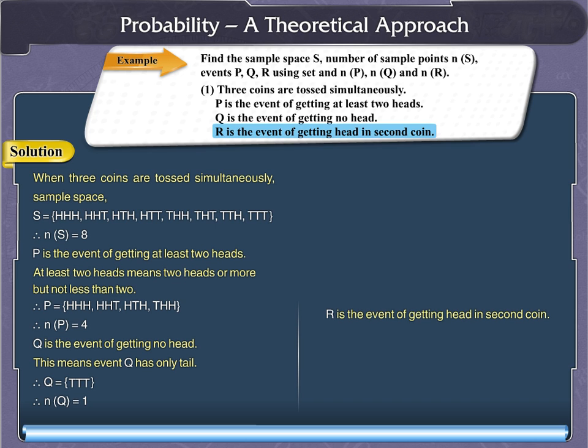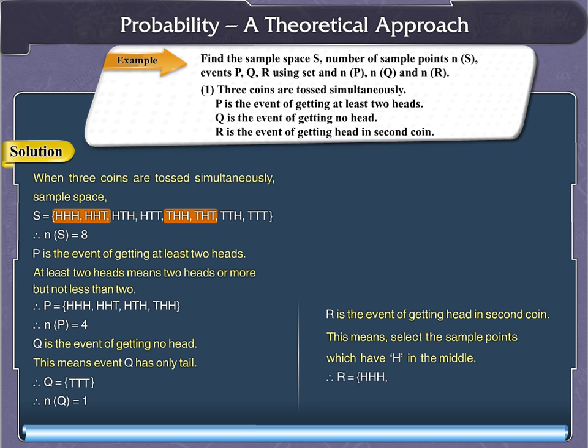R is the event of getting head in the second coin. This means from the sample space, we have to select the sample points which have H in the middle. The first and third coin can be H or T. Therefore, set R contains elements HHH, HHT, THH and THT. Therefore, n of R is 4.